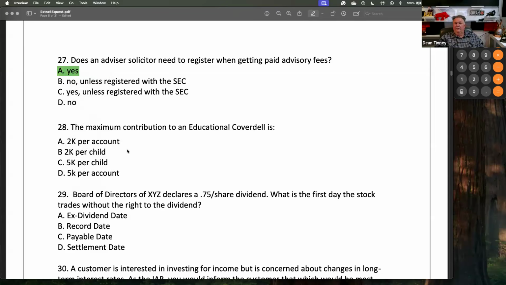If it said, does an advisor solicitor need to be registered when getting paid for the transaction, then the answer is no. What that is, by the way, is a broker dealer, Joseph. This is Goldman Sachs or Morgan Stanley raising money for investment advisory firms. And they're going to be registered as broker dealers, not investment advisors. So this is a tough one. Are we clear where the pivot is? It's that you get paid advisory fees. In that situation, you've got to be registered as an investment advisor.